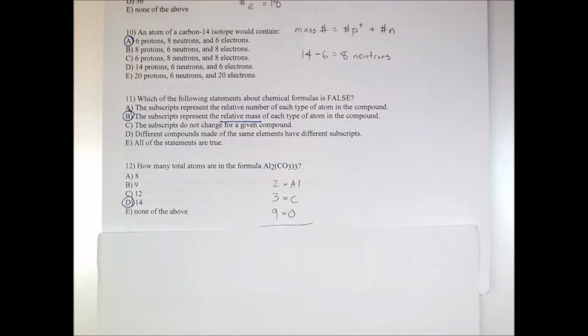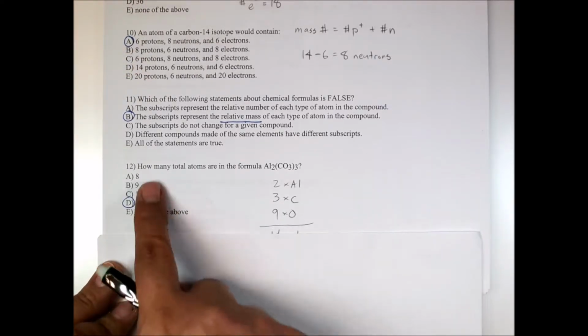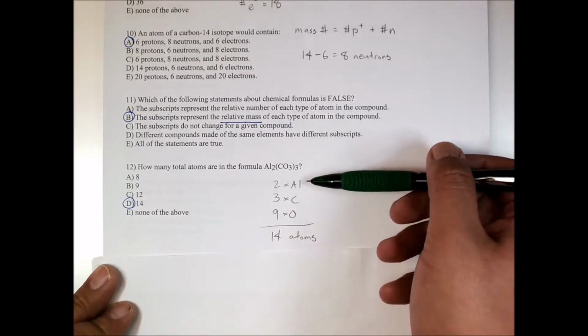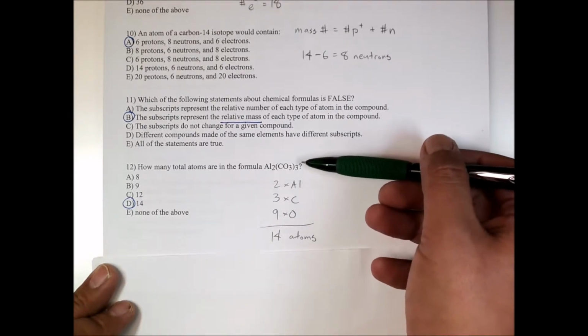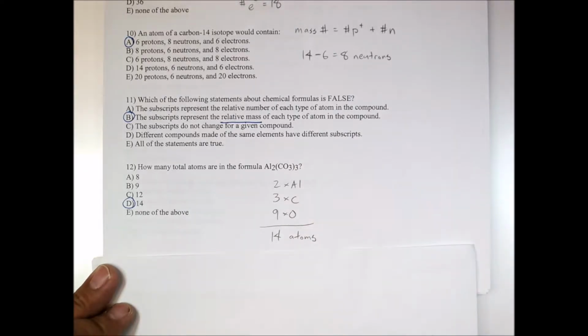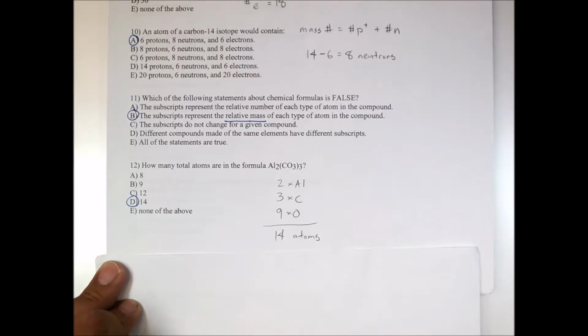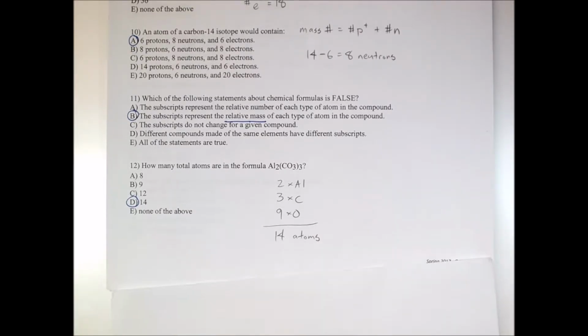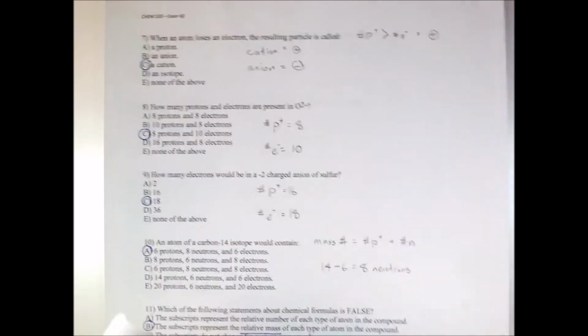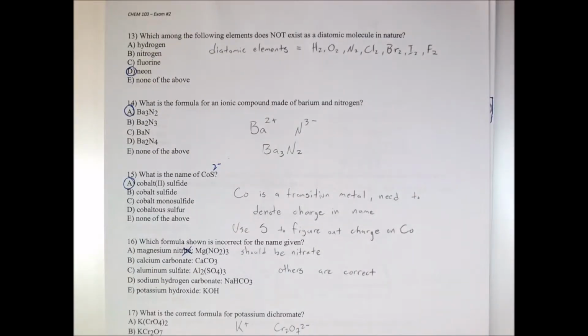All right, and the next one here, how many atoms total are there? And then I went ahead and just added them up. We have 2 aluminums, 3 carbons. Don't forget you have to distribute the 3 to everything in the parentheses, giving us 3 carbons and 9 oxygens. And adding that all together, it's 14. All right, and if at any time you guys have questions, feel free to stop me.